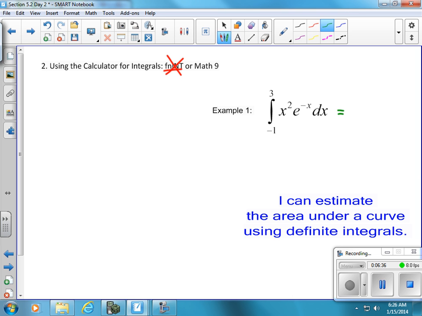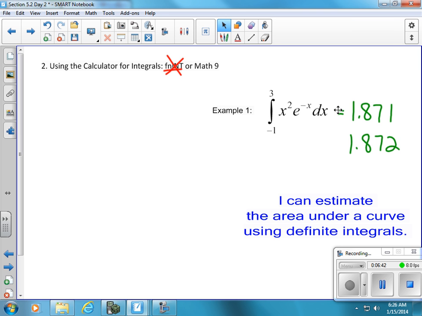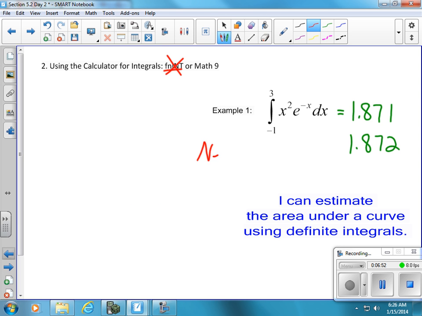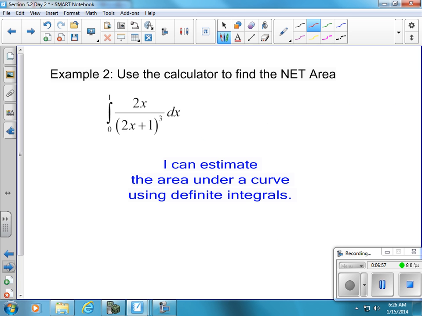1.872 or 1.871. Either one is great. Okay, pretty simple, and that is your net area. Again, net area is what you get out of the calculator. And let me write that down. This is net area. It does not take into consideration the above and the below.